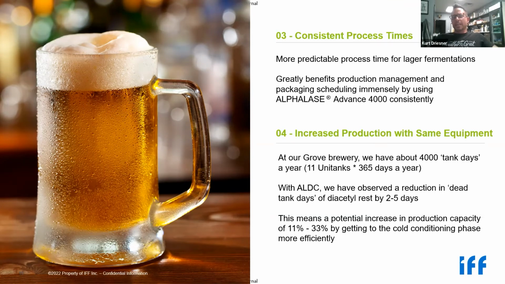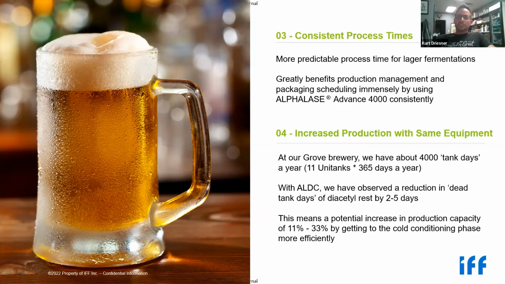We'll be all right. But this is important because, going back to production management, we've got 11 120 barrel unit tanks. If you throw that over the year, it's about 4,000 quote unquote tank days a year. And we're a little out of the ordinary for American craft brewers in that the vast majority of our beer are lager beers.